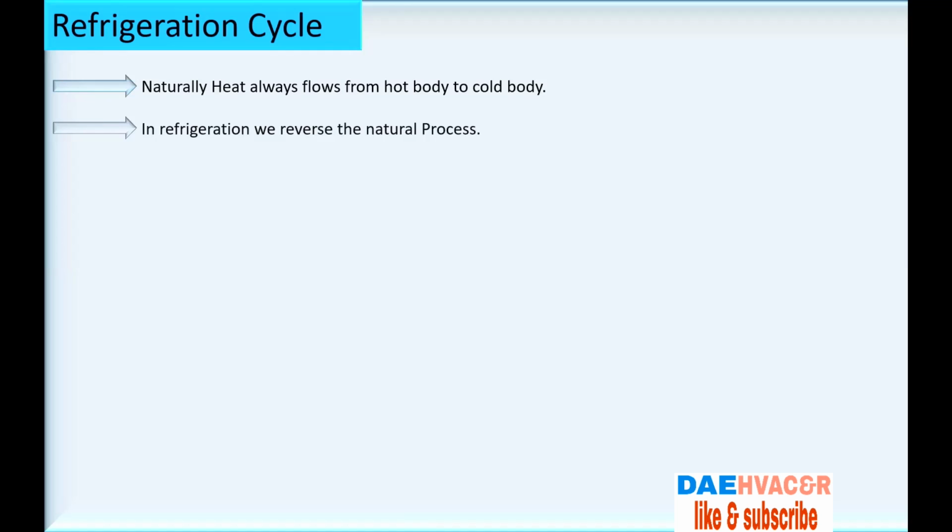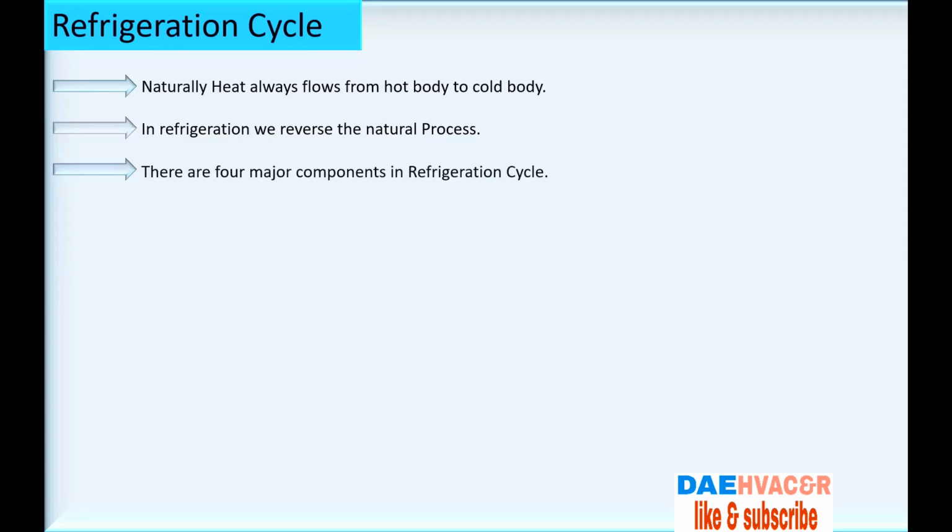Refrigeration cycle. Naturally, heat always flows from a hot body to a cold body, as you know, but in refrigeration we need to reverse the natural process. That means we need to transfer heat from a cold body to a hot body, and in order to achieve this reverse process we have to do some external work, and for this external work we have designed the refrigeration cycle.